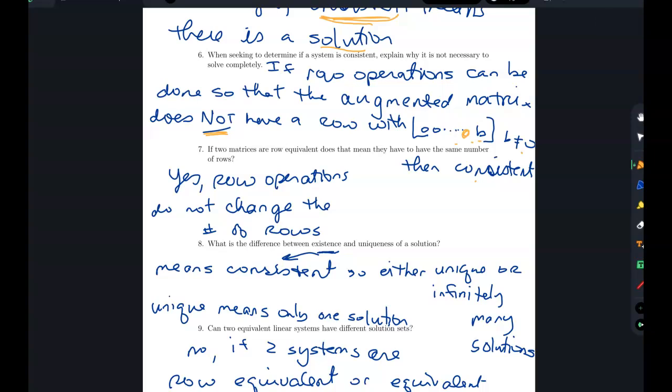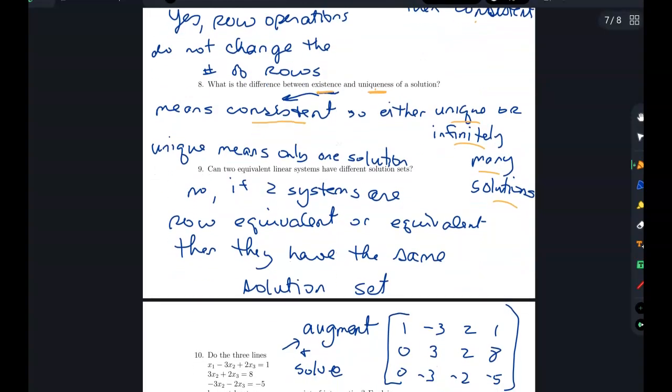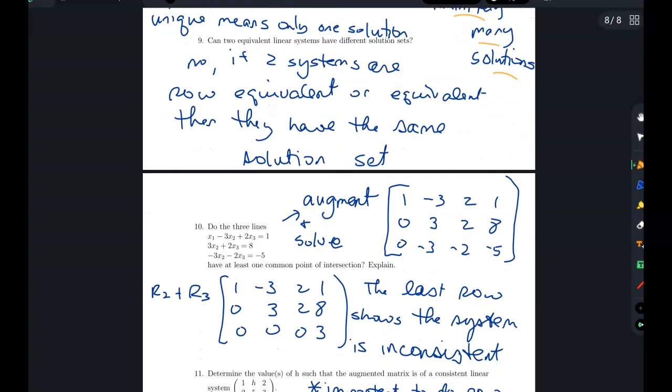Two matrices are row equivalent. Does that mean they have to have the same number of rows? Yes, because row operations don't change the number of rows. And what's the difference between existence and uniqueness? So existence means consistent. So you've got unique or infinitely many, right? If it's unique, that's just one solution. Can two equivalent linear systems have different solution sets? No. If two systems are row equivalent, or equivalent, that means they have the same solution set.